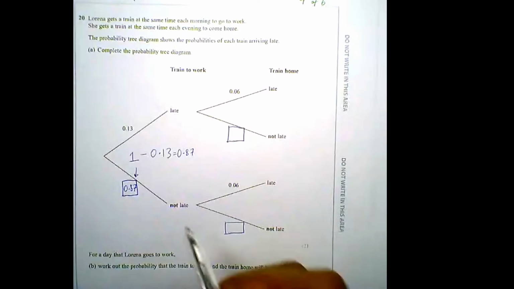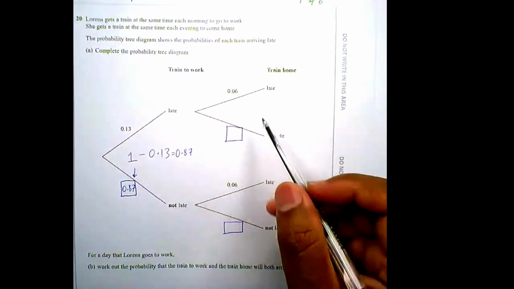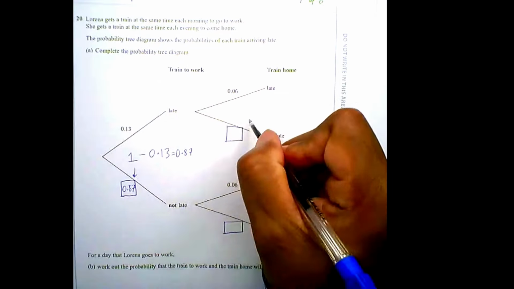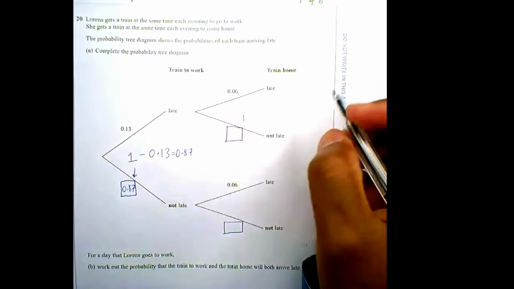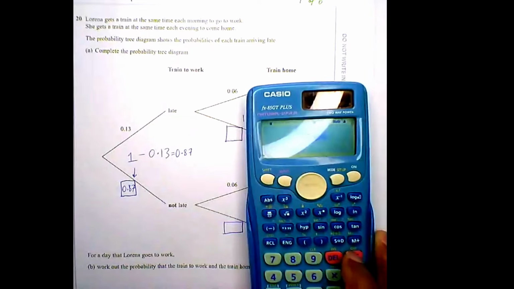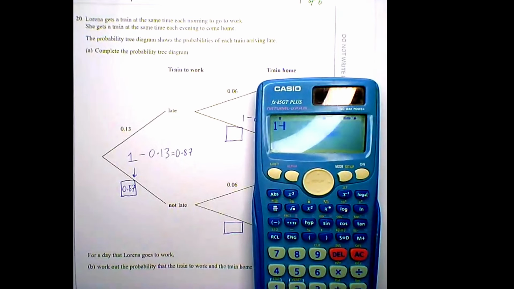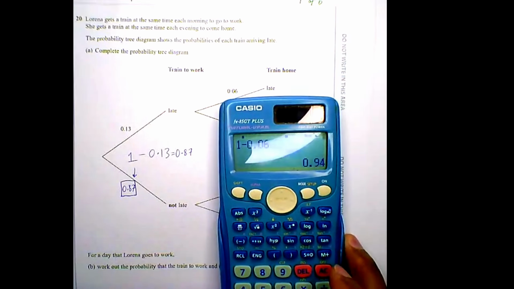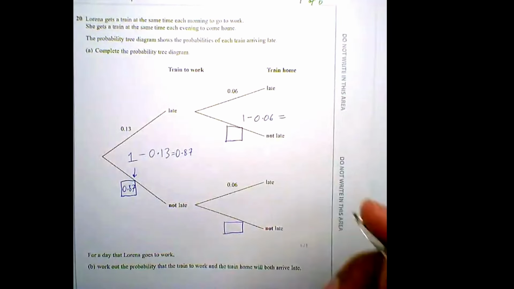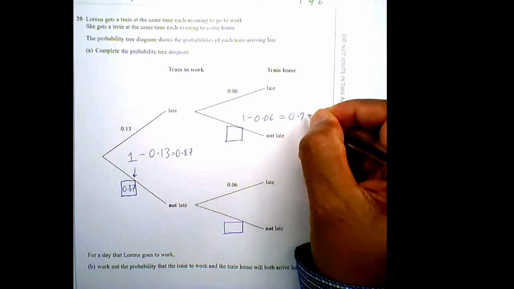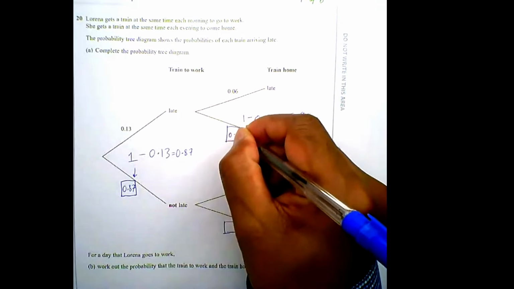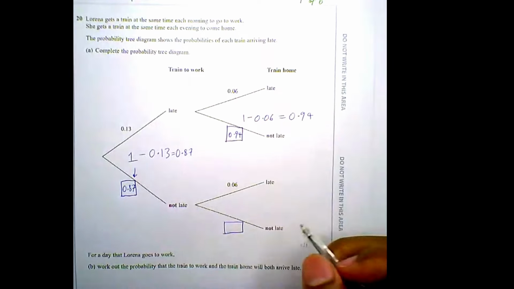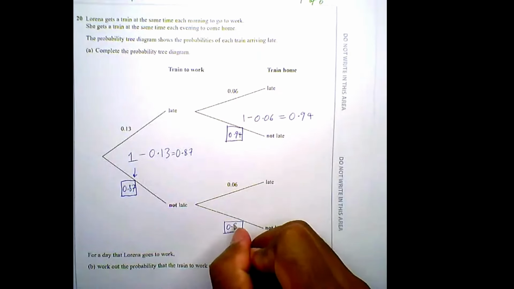Okay, and now I do the same thing for the second part, which is the train home. So all probabilities add up to 1. 1 take away 0.06. Again, put that in my calculator. 1 take away 0.06 gives me 0.94. And the same thing goes underneath here, 0.94. Okay, so we've got that.